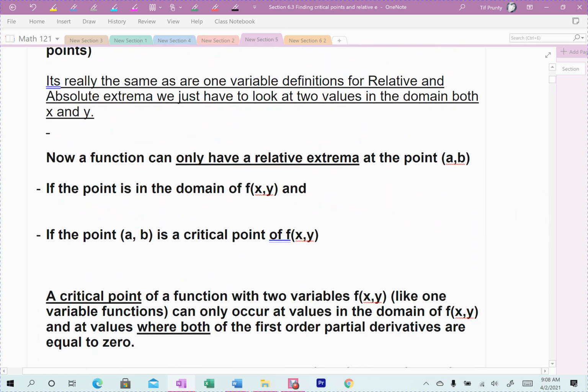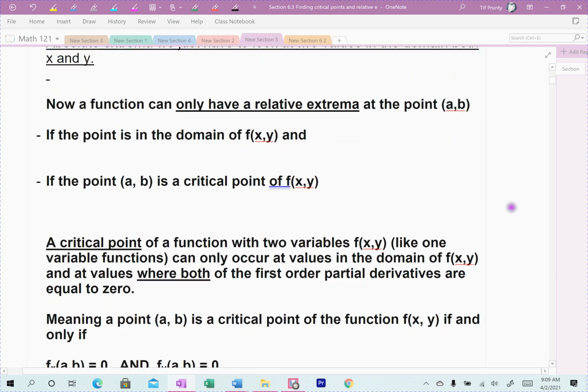All right, so functions, whether they're one variable or two variables, can only have relative extrema or absolute extrema values in the domain. So in this case, there's just two values that have to be in the domain. X has to be in the domain and the y has to be in the domain. All right, so that's the first thing, has to be in the domain of our function. All right, and then the second thing, it has to be a critical value, just like the one variable case. Critical values give us our possible relative max, relative mins, or absolute max, absolute mins. All right, so the first thing we do is we have to find the critical values.